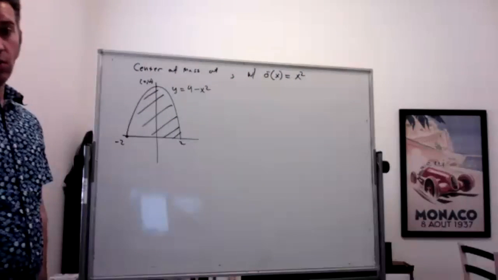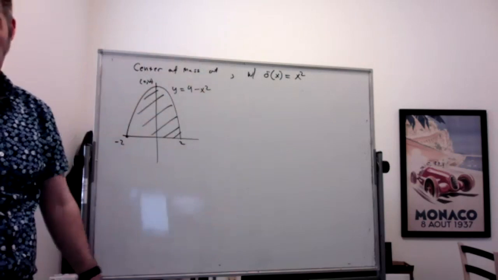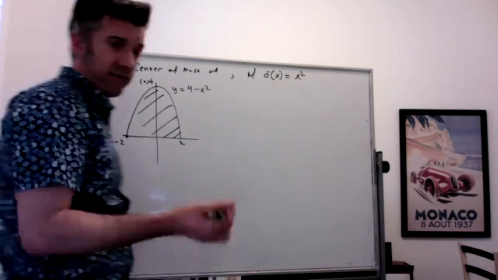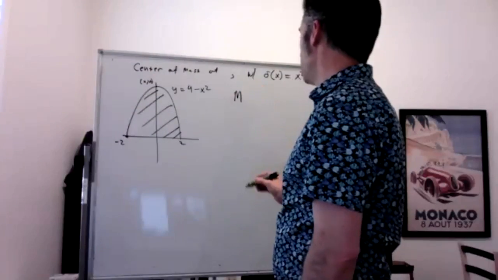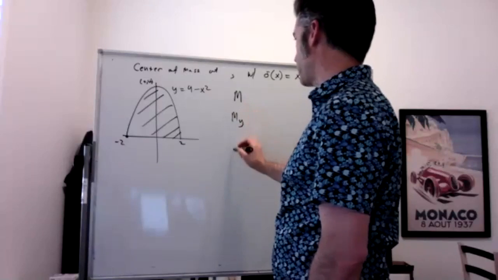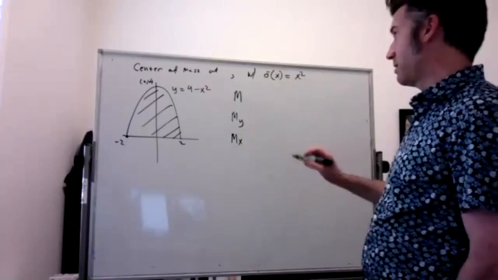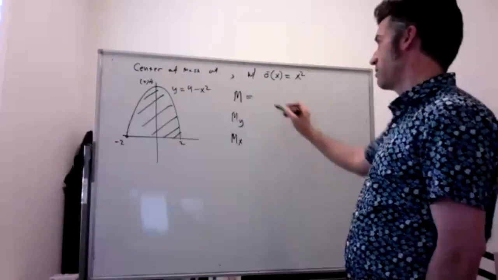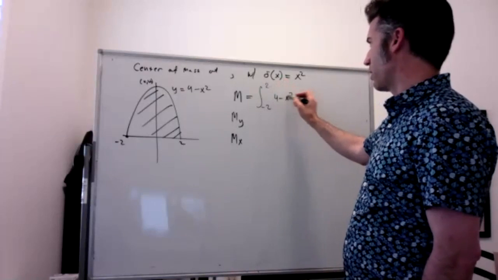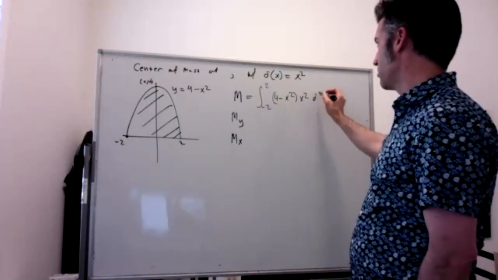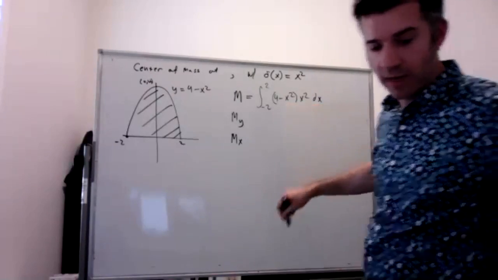Okay, so for this one, we cannot use y because the density was given in terms of x. So we have to find three things. We have to find the mass. We have to find the moment around the y-axis, and find the moment around the x-axis. So let's find the mass. So mass is going to be the integral from -2 to 2 of 4 minus x squared times x squared. Right? It's the area of my strip.